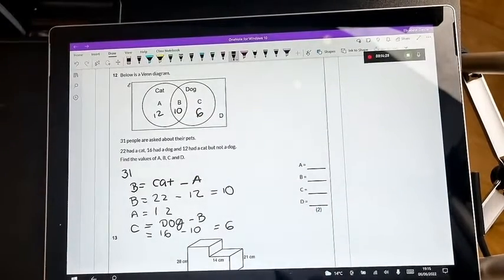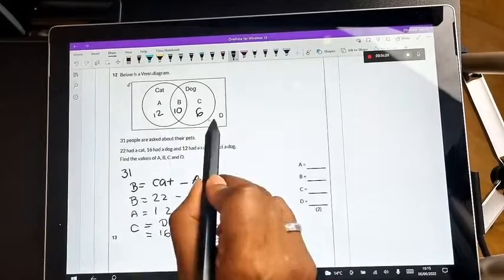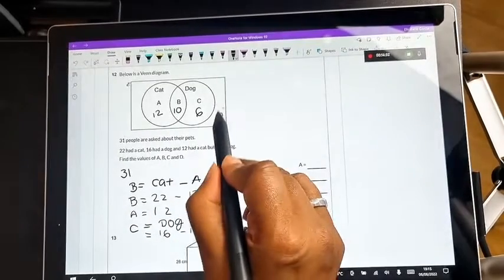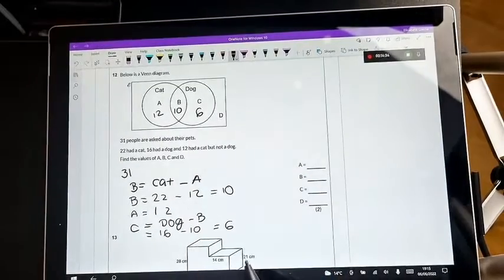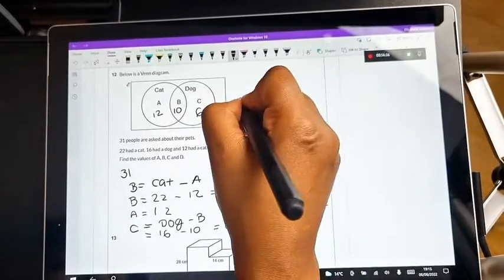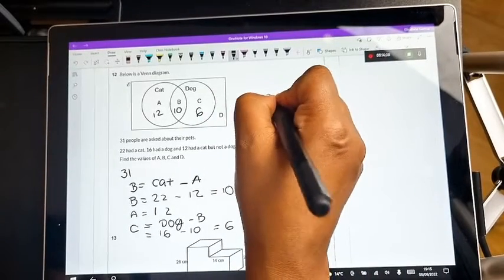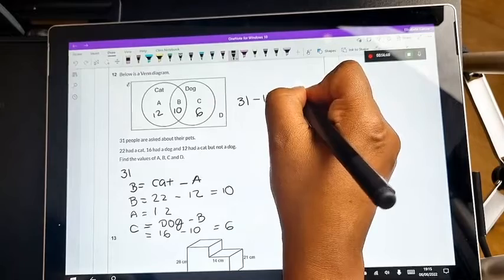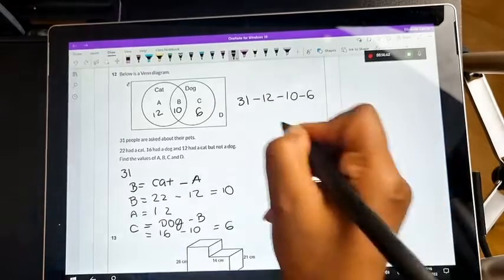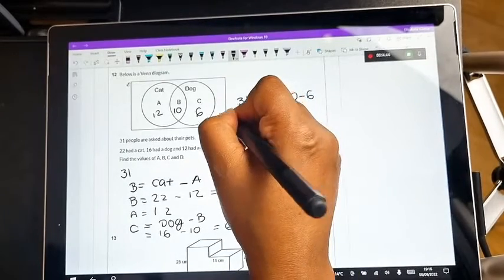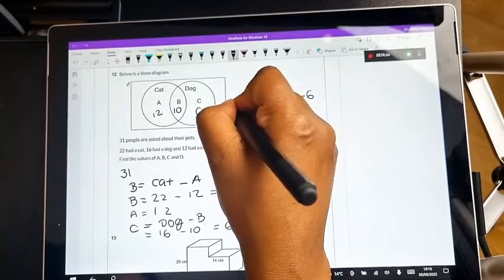Now what's left? So we need to be able to add all of those up. And whatever's left from 31, we need to put it in D. Okay? So 31 minus 12 minus 10 minus 6. That should be equal to D. So D is equal to the answer we've got here.